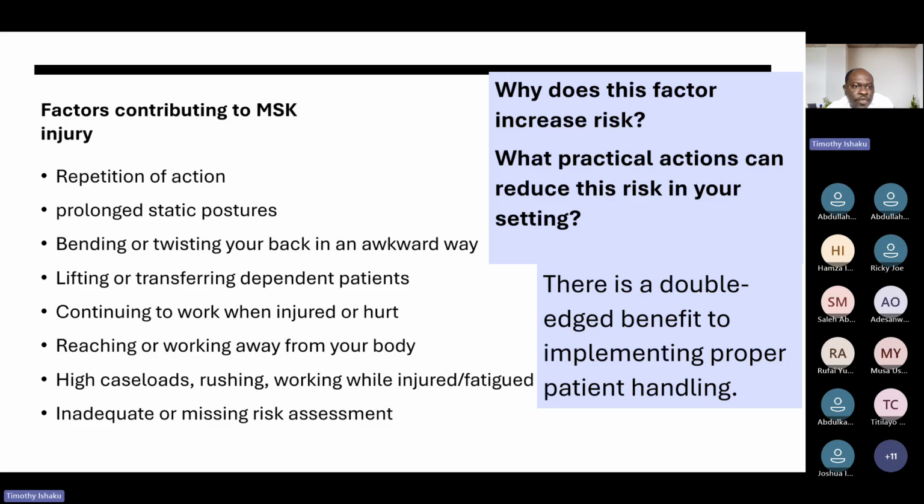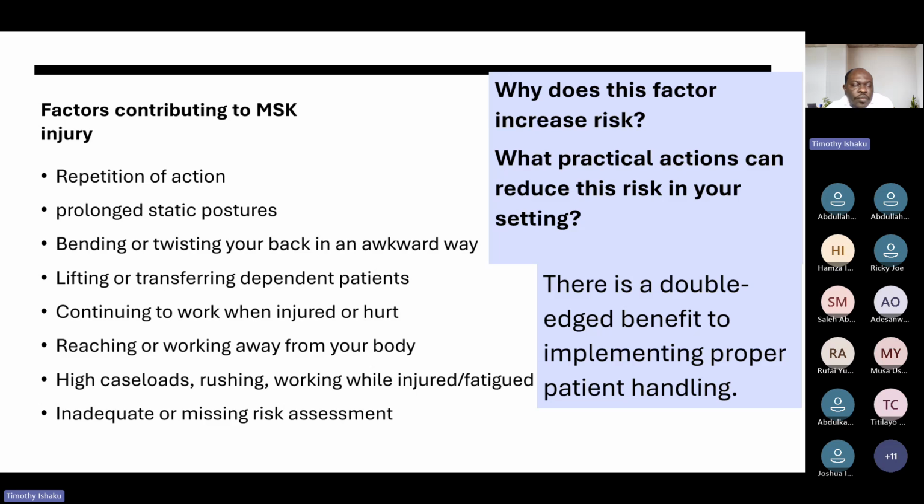So one thing is repetition of action. How does this factor increase the risk of MSK injury? It is the repetition of action over a period of time, cumulative strain. And it might be something that we don't think about.